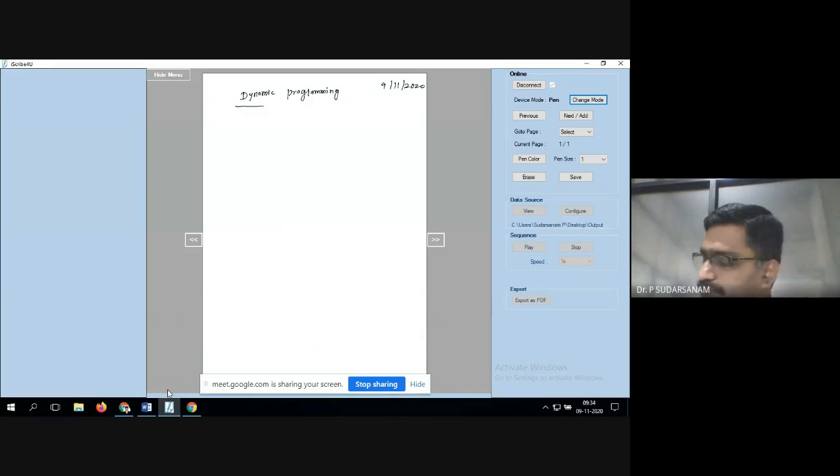Dynamic programming. What is the definition for this? Whatever we are talking about in C programming, static and dynamic: dynamic is nothing but memory will be allocated during the runtime. Static is nothing but fixed memory allocation. When you are writing the program itself, we are entering the memory allocations. That's what we used to do.